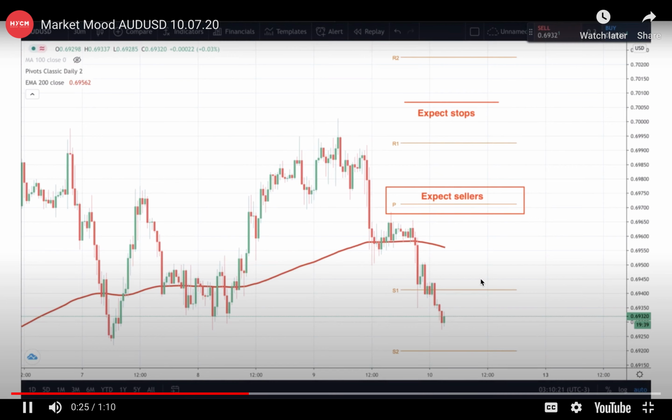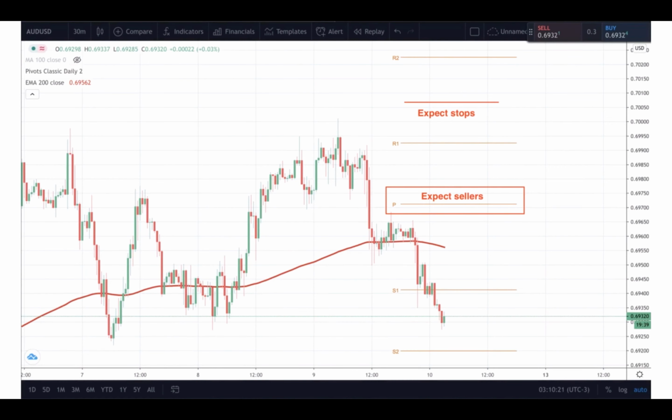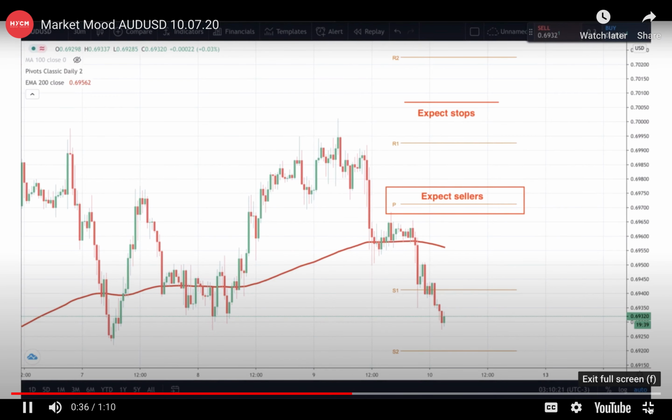The dollar extended yesterday's gains as COVID-19 second wave fears rise. This should result in the US dollar being supported today. By contrast, the Australian dollar should be weak today. As a high beta currency, it loses its value in this risk-off market environment.